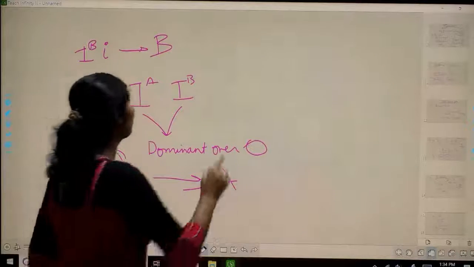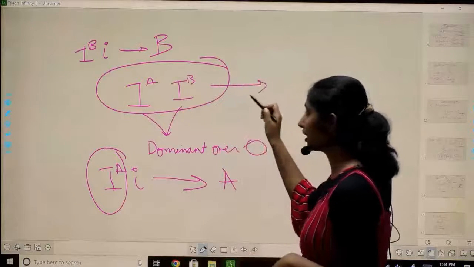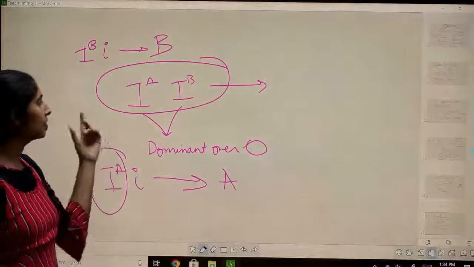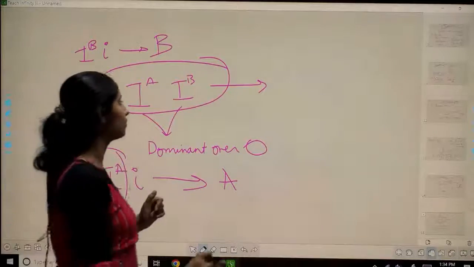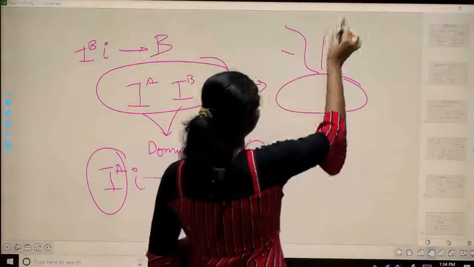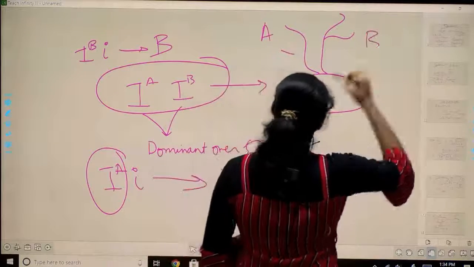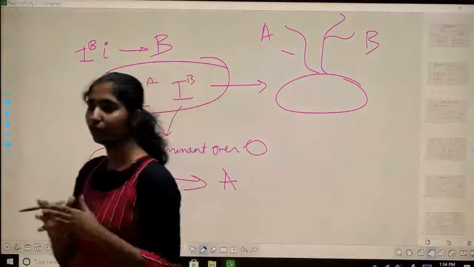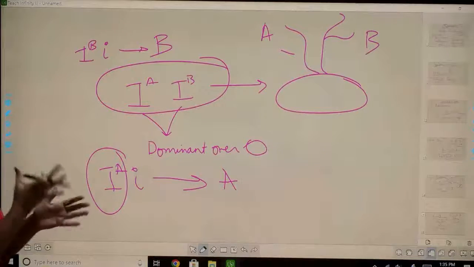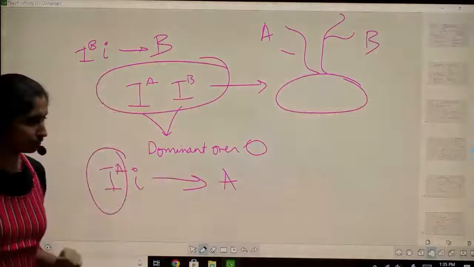So what would happen if both IA and IB are present in a heterozygous condition? If both IA and IB are present in a heterozygous condition, what we observe is that on the RBCs two types of antigen are added: antigen A as well as antigen B. Both the antigens are added, so each allele is able to express itself, and they show codominance. Both the alleles are able to express themselves even in the heterozygous condition.